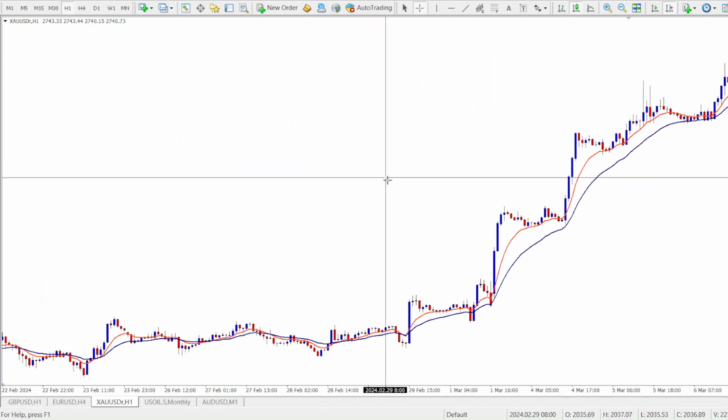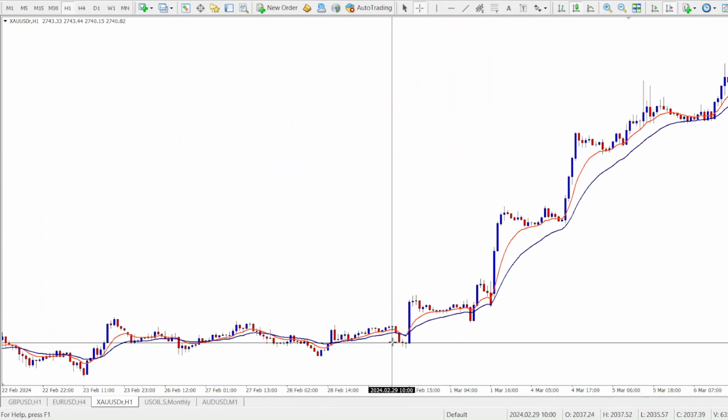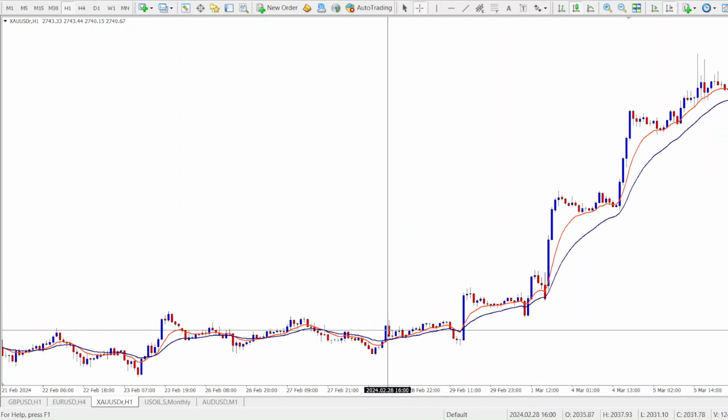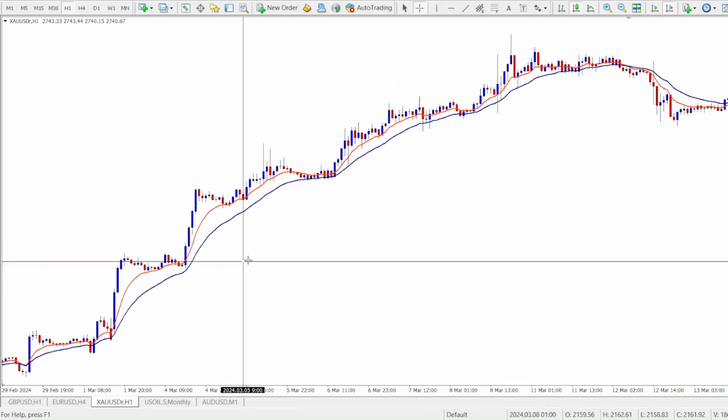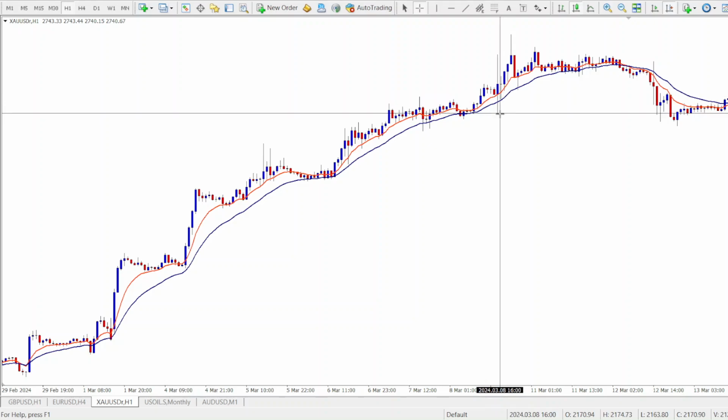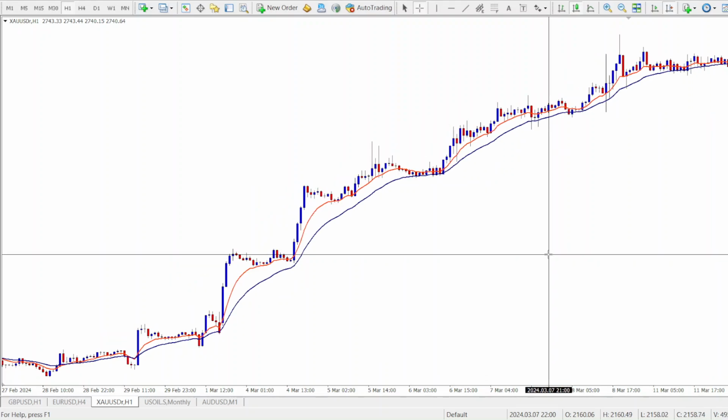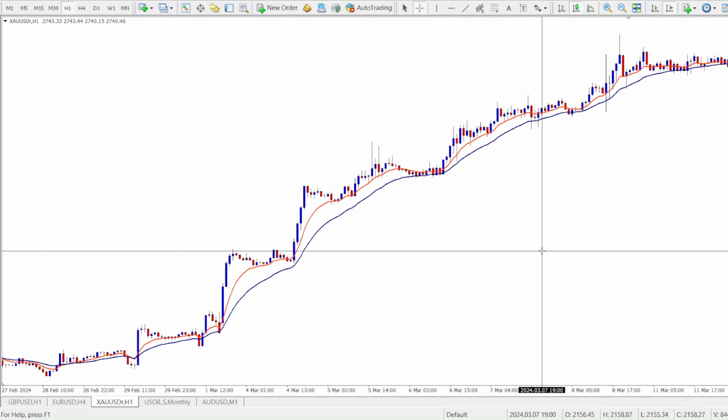Okay, then in the case of a bullish crossover, there's a tendency that the price of the asset is going to go up, as we can see here. Okay, now let's look at a couple of examples.